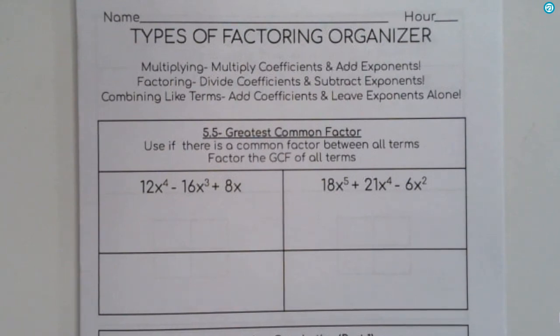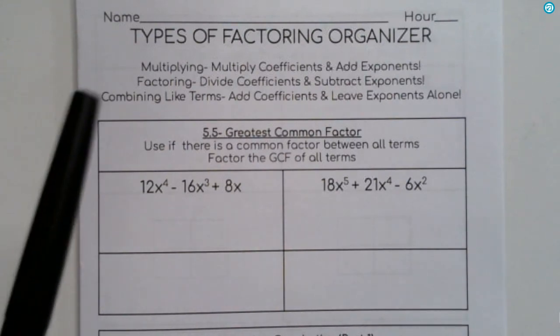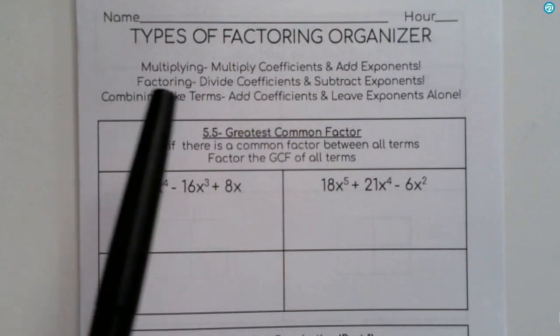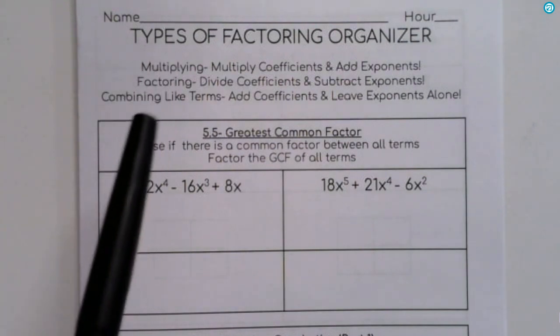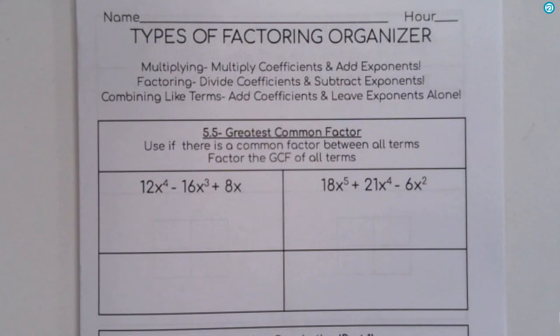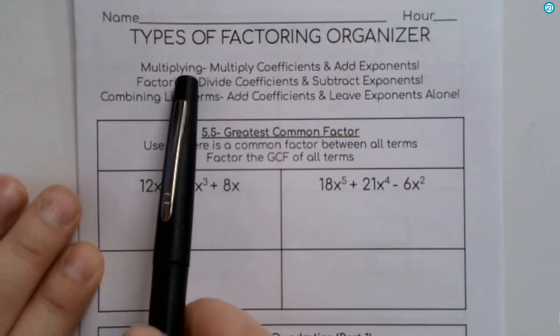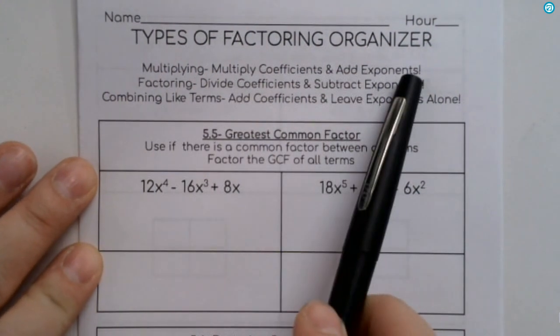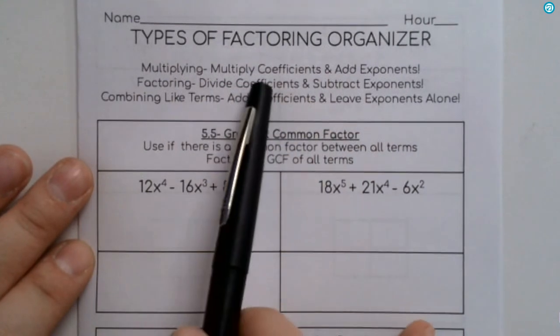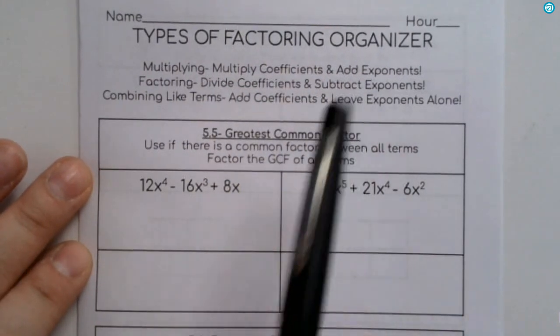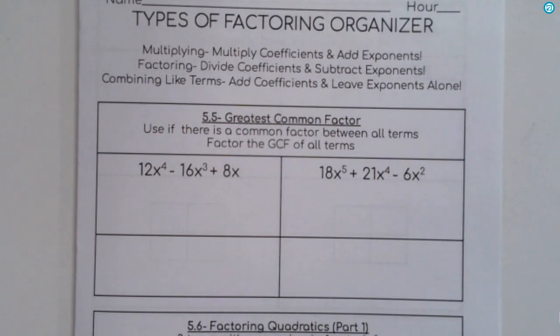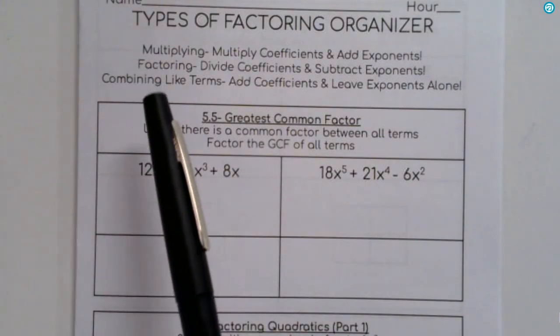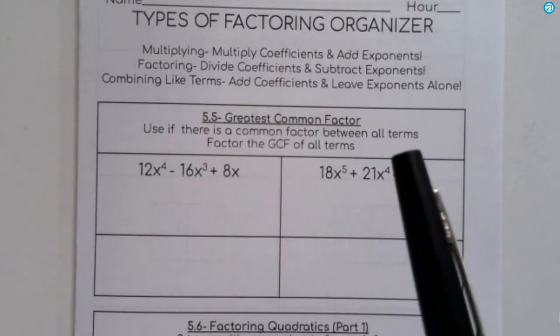All right, so this is us organizing all of the different types of factoring we've done. The first thing that I have here is a couple of reminders of what we're doing when we're factoring. When we multiply something out, we multiply our coefficients and add our exponents. That's always going to be our rule. When we factor, we divide coefficients and subtract exponents. So when we're doing any of our greatest common factors or multiplying things out, those things are going to be true. Then the last thing here is when we combine like terms, we add our coefficients, we leave our exponents alone.